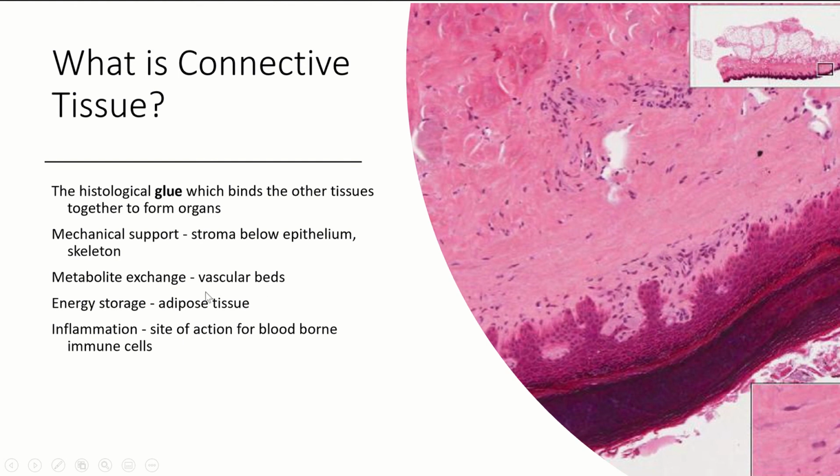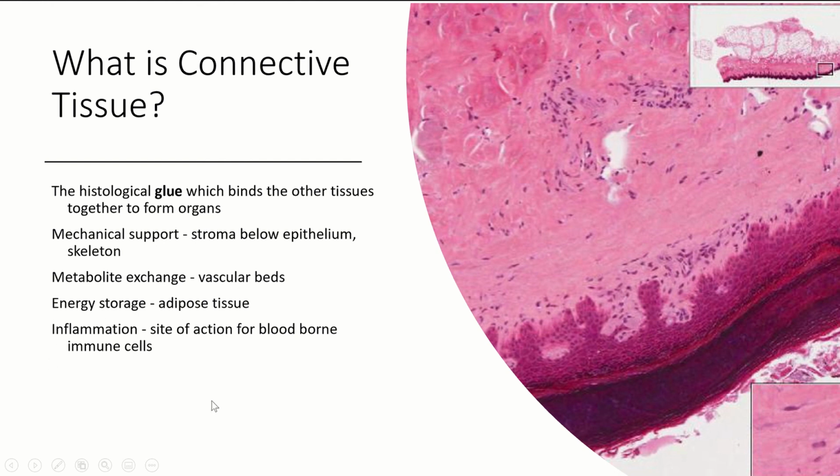So it is a vascular bed that allows for metabolite exchange, for oxygen, nutrients, and metabolites to exchange from your blood vessels to other tissues like your epithelium. It's also there for energy storage, so fat, white fat, adipose tissue. That's what adipose tissue is. We'll look at a better example in a second. That is a part of connective tissue, right? And so that's there for energy storage. You can store your fat, save it for a rainy day.